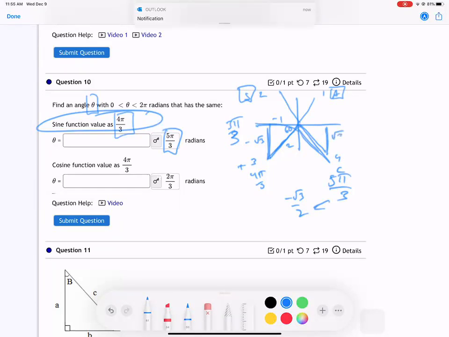And remember when we talked about drawing two different triangles? That's our second triangle for sine. If this was cosine, our second triangle would be over here, and that's going to be 2 pi over 3.